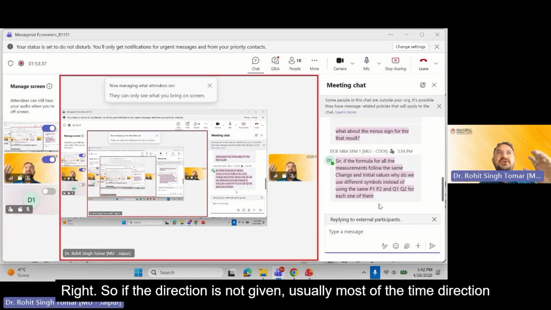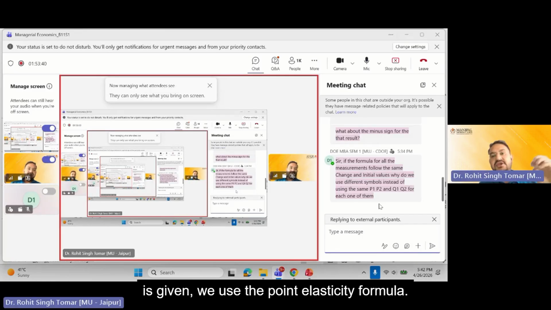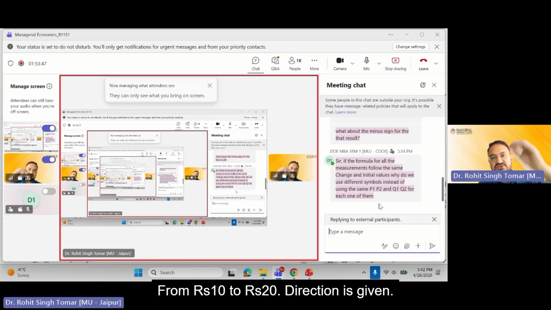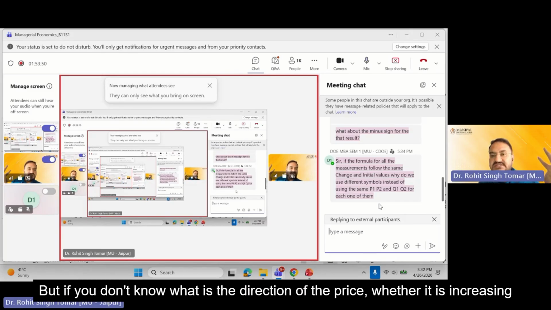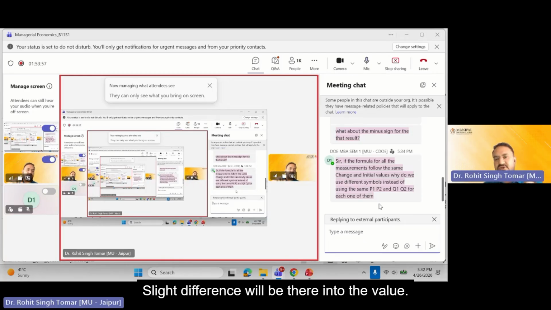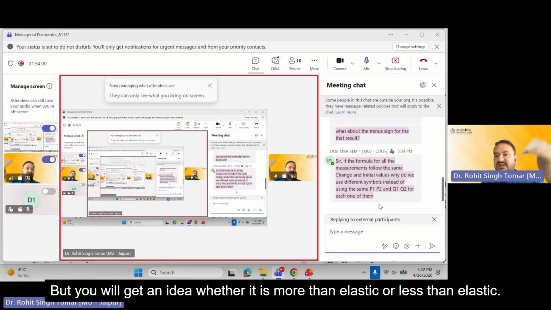Right? So if the direction is not given... usually most of the time direction is given. We use the point elasticity formula. Price increases from X to Y. Okay. From 10 rupees to 20 rupees. Direction is given. But if you don't know the direction of the price, whether it is increasing or decreasing, then you can take the average. Nearby value will be the same. Slight difference will be there in the value. But you will get an idea whether it is more than elastic or less than elastic.